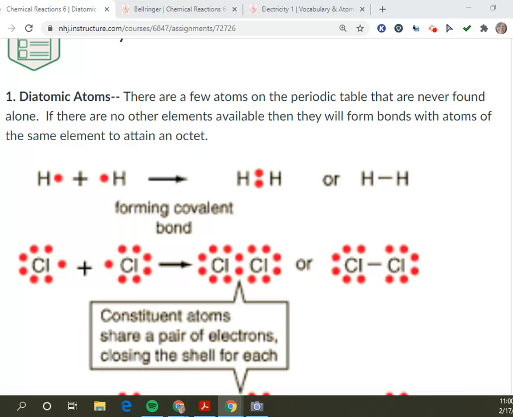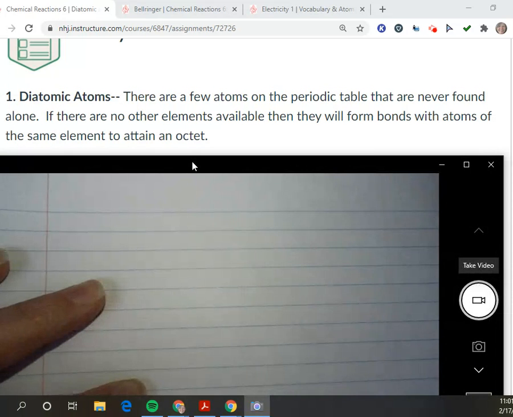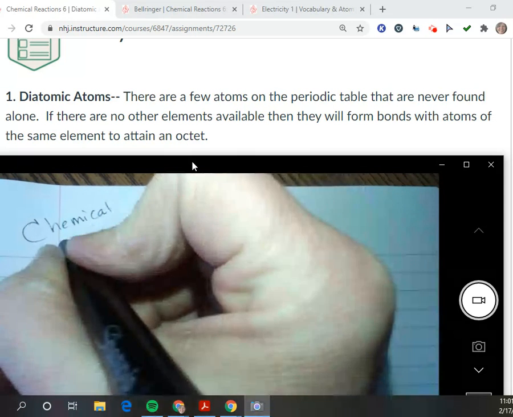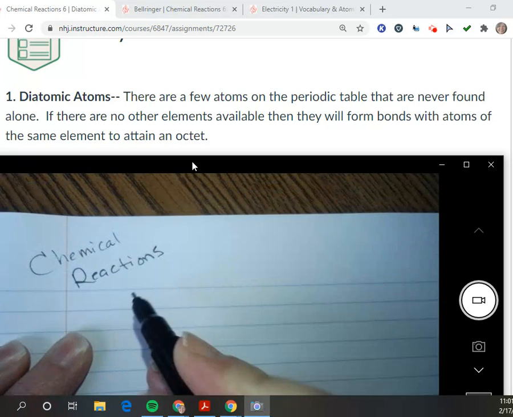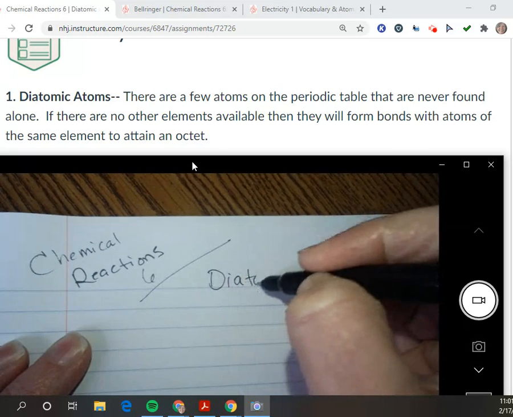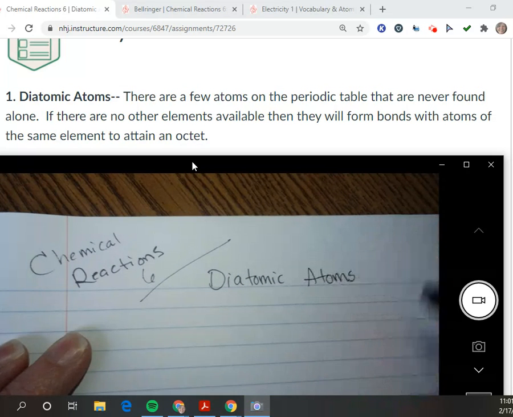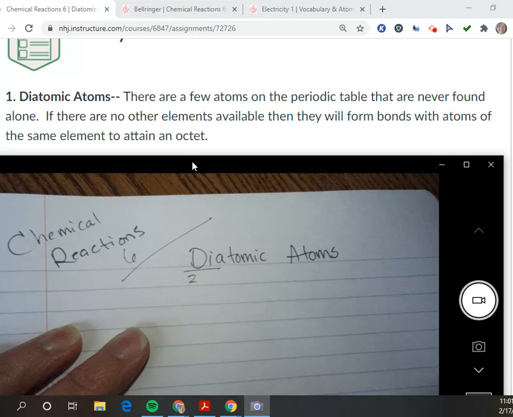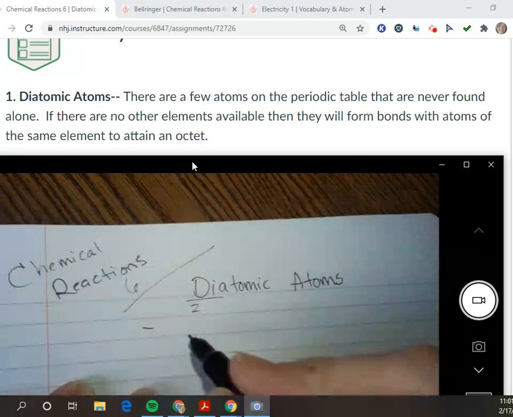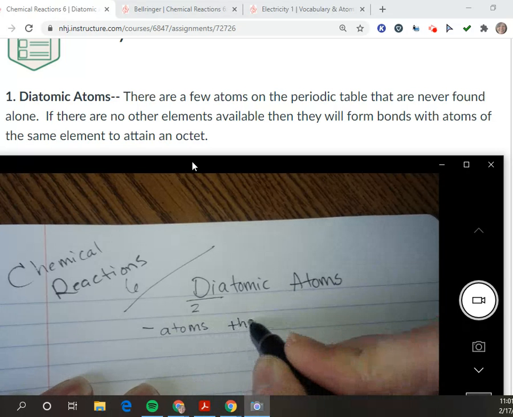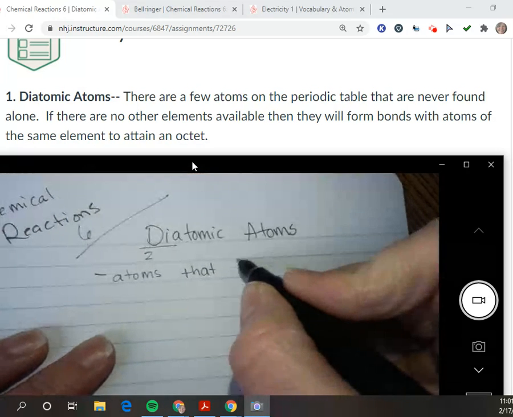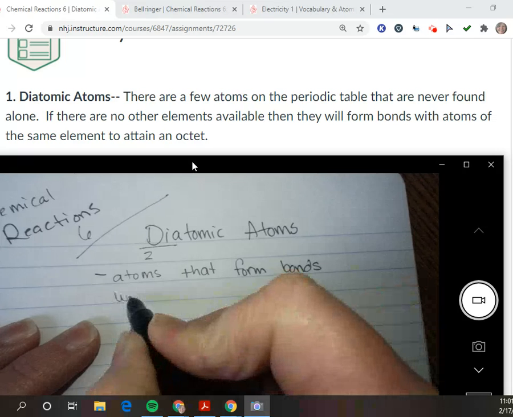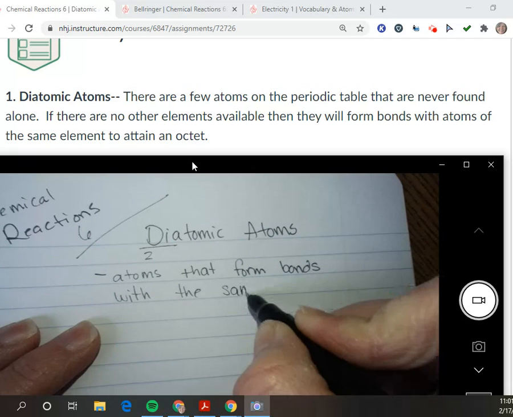Okay, so let's go ahead and add a little to our notes so that we can make sense of this. So chemical reaction 6. Diatomic atoms. All right. So just like we have seen before, di is 2, like dioxide. So this means these are atoms that form bonds with the same element. That'll make more sense as we take some notes.